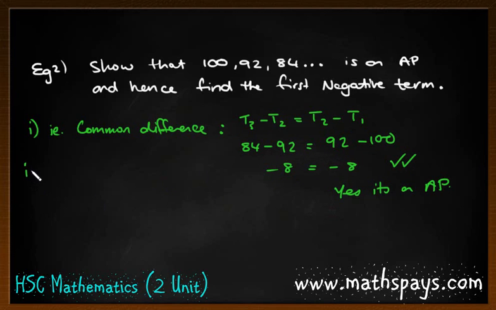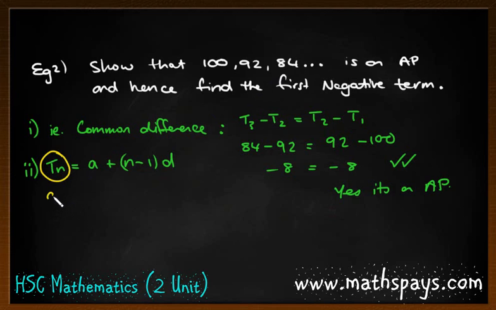But the hard part, I guess, would be coming from this second part, which says to find the first negative term. Now, we spoke about that last lesson. We had a look at a very similar question. First of all, I'm going to write down our rule, A plus n minus 1 d. Now, we want this nth term, whatever this is going to be. We want to find where this is going to equal a negative number.